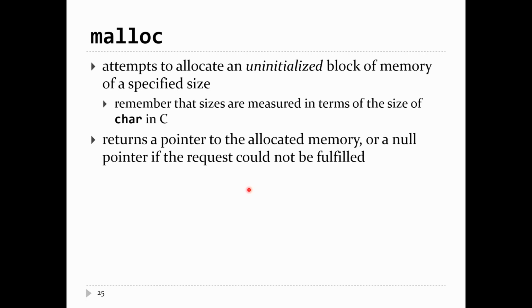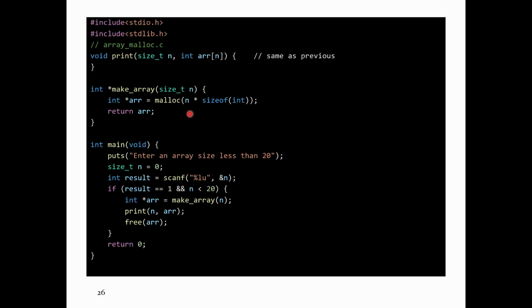If it returns null, then malloc has failed, or something has failed when you called malloc, and you don't have a pointer to that memory, right? So you really should check the return value of malloc to make sure that it's not null. Of course, I'm not gonna do that on the next slide, but all right. Anyway, here's make array, right?